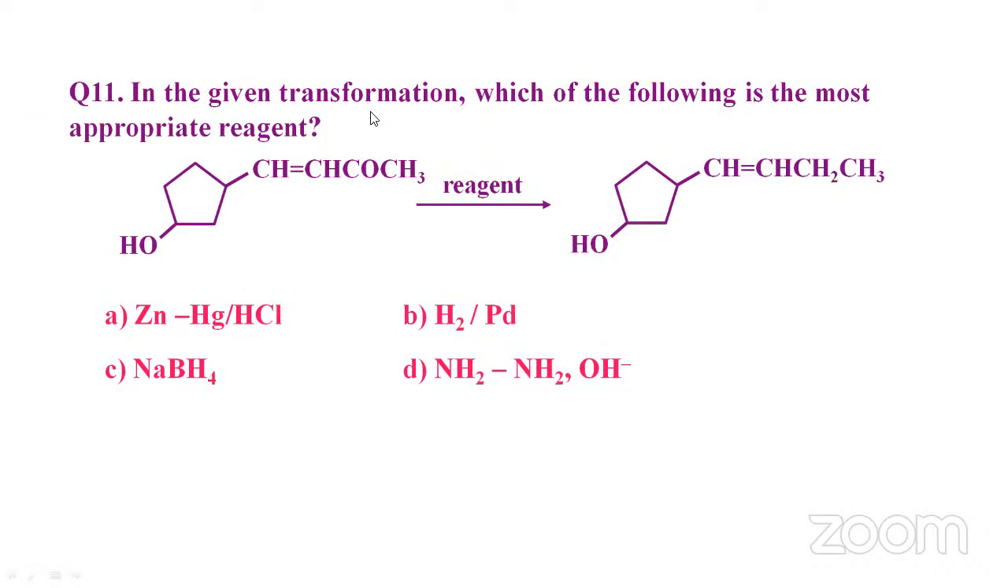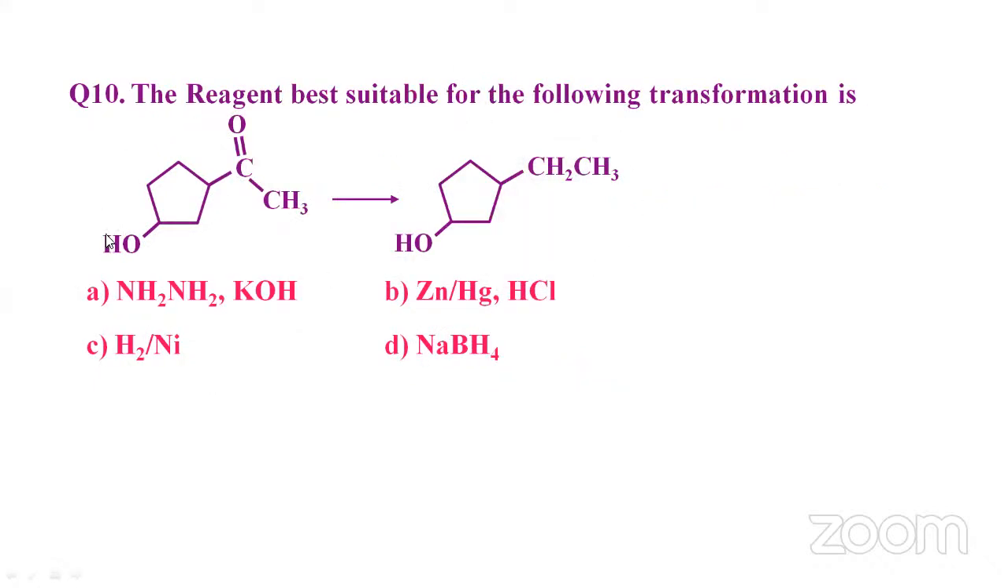In the given transformation, which of the following is the most appropriate reagent? See, last time also we have seen this. What did we discuss now? Both are used for reduction of the keto group into alkanes. You can use zinc amalgam plus HCl, but what it does is dehydrate, meaning it removes this OH. If you wanted to remove this OH group also, then we can use zinc HCl water.